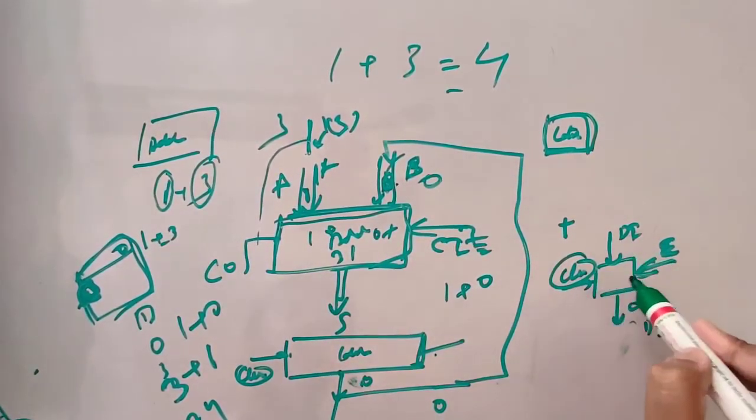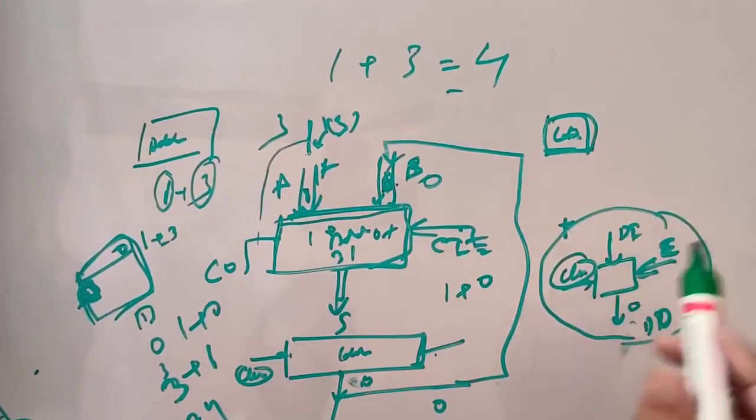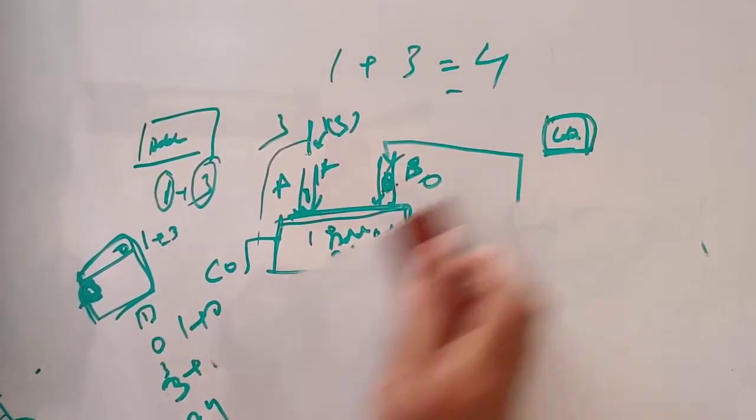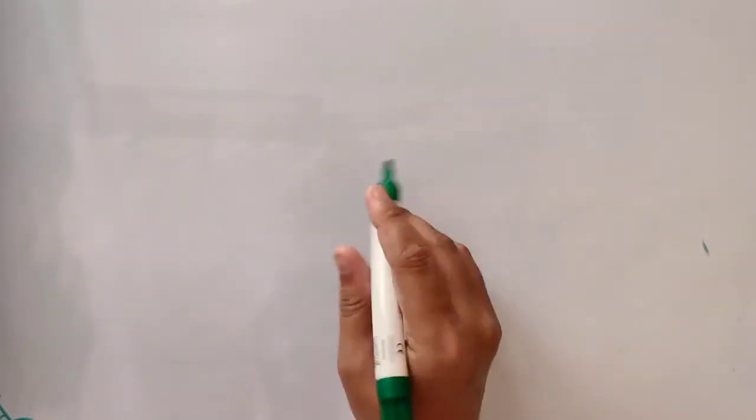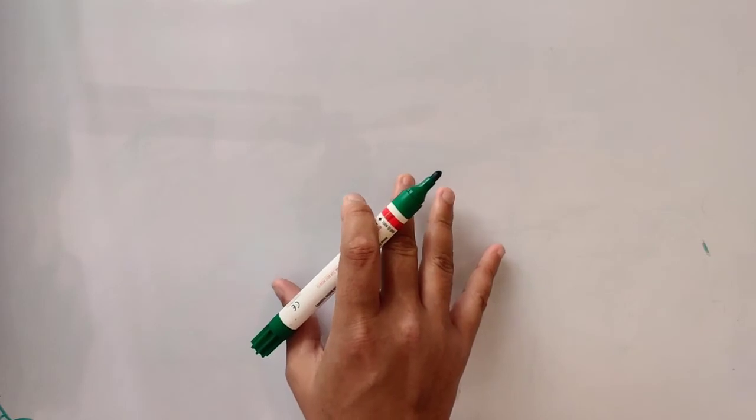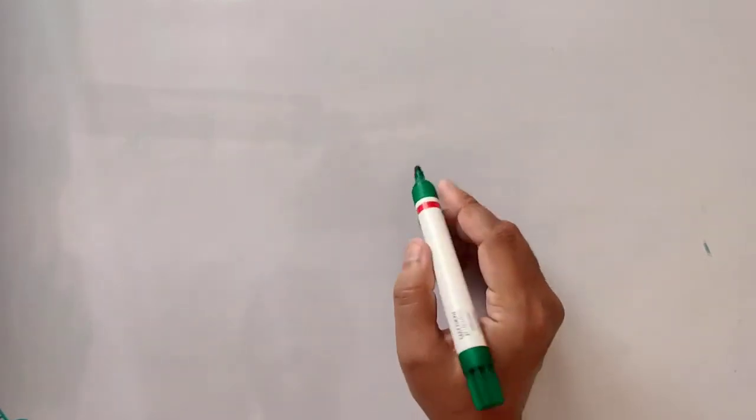Let us understand how this clear will come into the latch. For that, usually the diagram of a latch is like this.